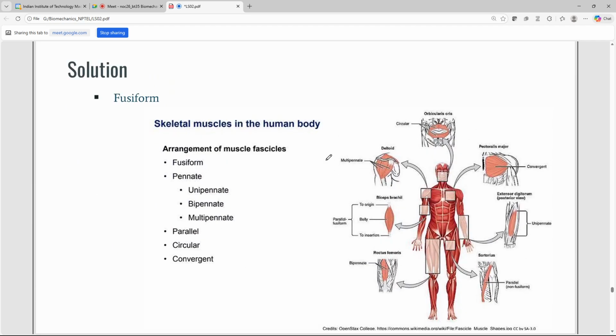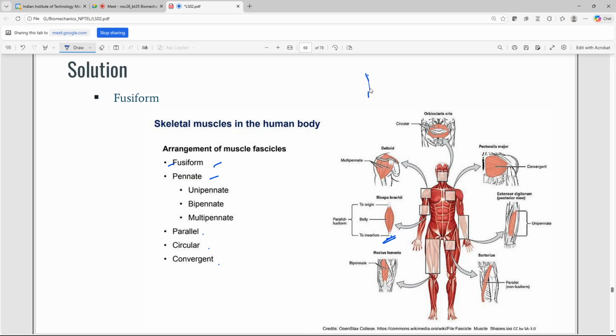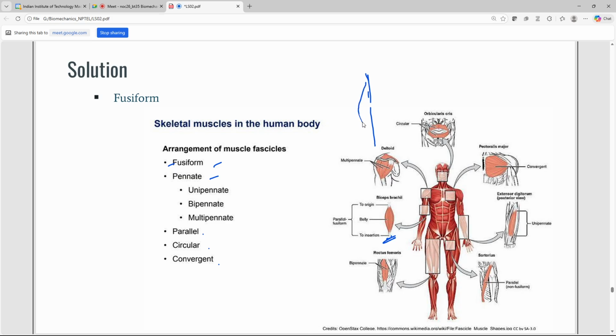So these are the skeletal muscle arrangements in the body. Main arrangements are fusiform and pennate. There are three subsections for pennate: unipennate, bipennate, and multipennate. Then parallel, circular, and convergent. So in the options we had fusiform and three different types of pennate. This biceps brachii is a fusiform, where, suppose this is the direction of pull, then the muscle fibers will be arranged in this manner. It's like a fused version. Such an arrangement is called a fusiform arrangement.